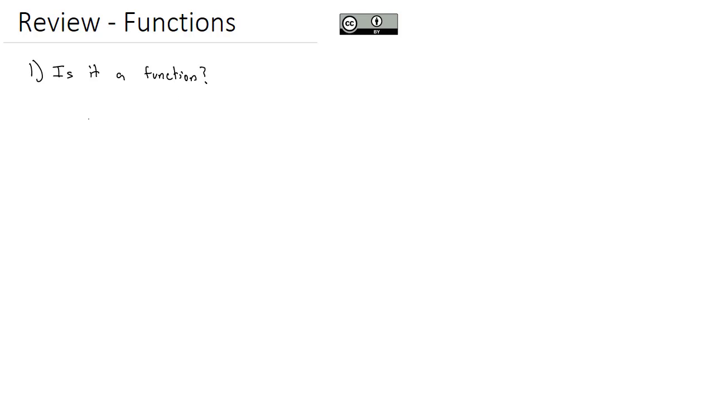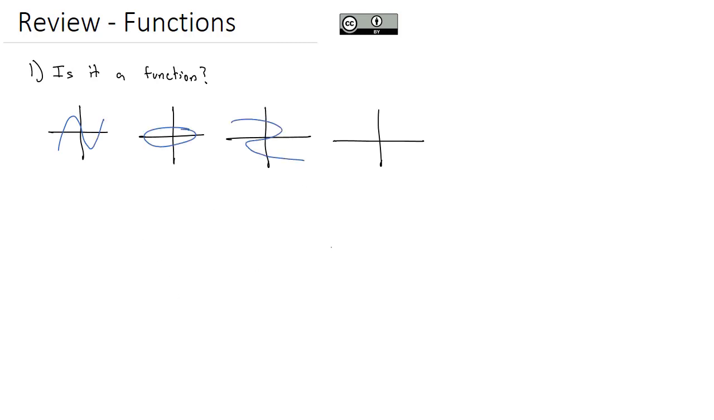And I'm going to draw a couple graphs on here. Let's do 4 of them. And we'll talk about what's needed for the graph to be a function. Let's say we've got this one. Let's say we've got that one. Let's say we've got this one. And let's say we've got this one.